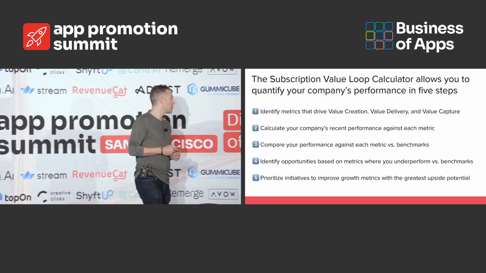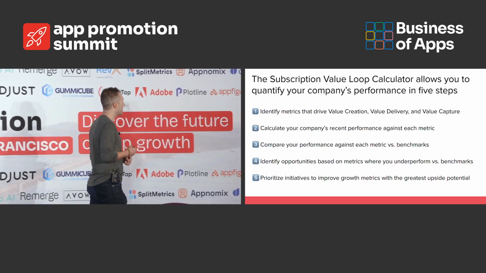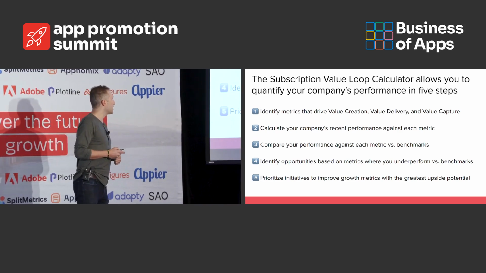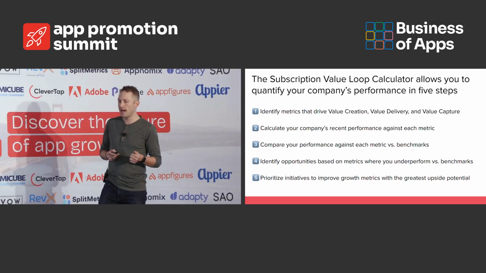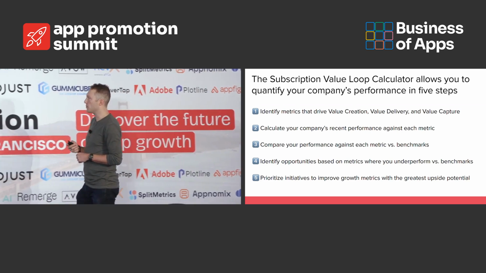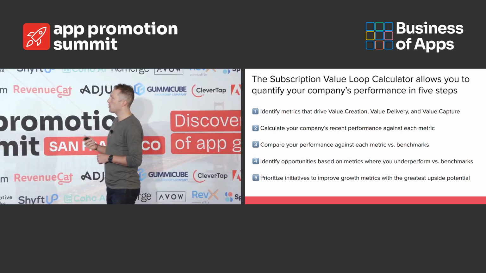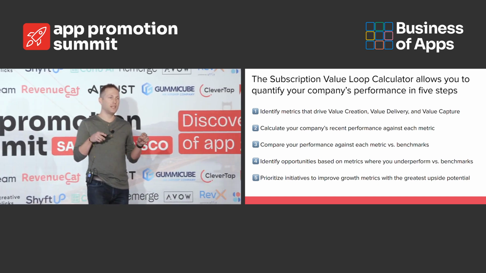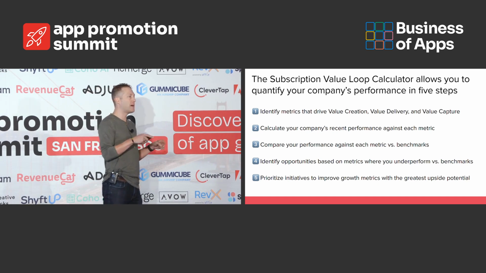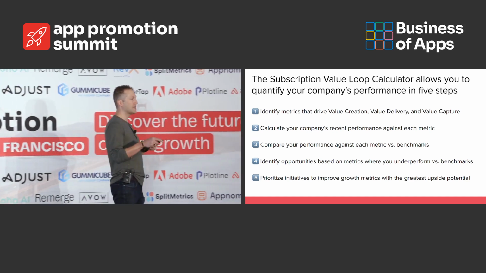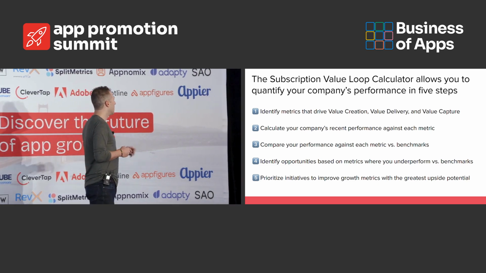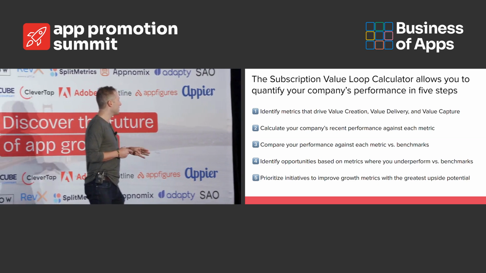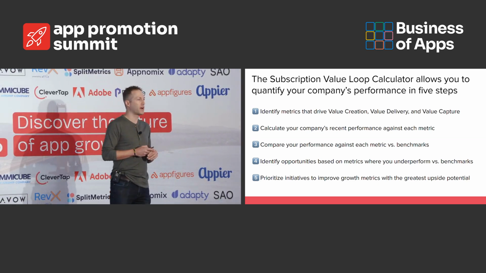OK, so enter the subscription value loop calculator. This is a tool that allows you to quantify your company's performance in five steps. Number one, identify the metrics that drive value creation, value delivery, and value capture. Number two, calculate your company's recent performance against those metrics. Number three, compare that performance against each metric versus benchmarks, and specifically benchmarks in your app's category and by percentile, so you can look at 25th, 50th, 75th, or 95th percentile apps. Number four, identify opportunities based on metrics where you underperform. And number five, prioritize specific initiatives to improve growth metrics with the greatest upside potential.